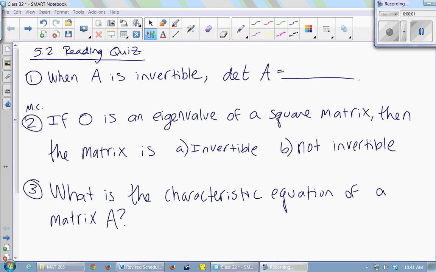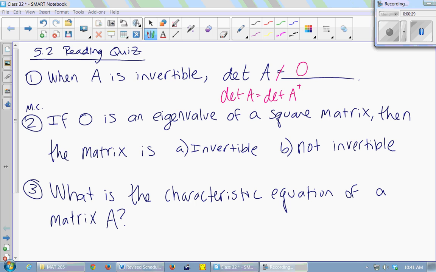If A is invertible, what does that tell you about the determinant of A? Not equal to 0. That was a little bit tricky. You could have written equals non-zero. Oh, that's true. Yeah. If A is invertible, the determinant of A also equals the determinant of A transpose. So that is okay as well?